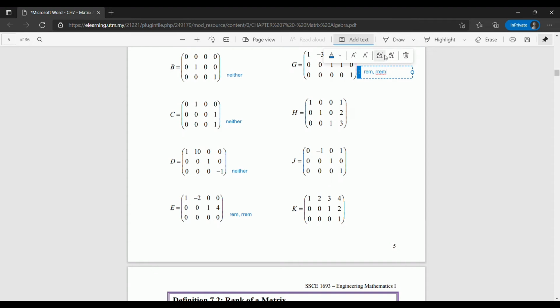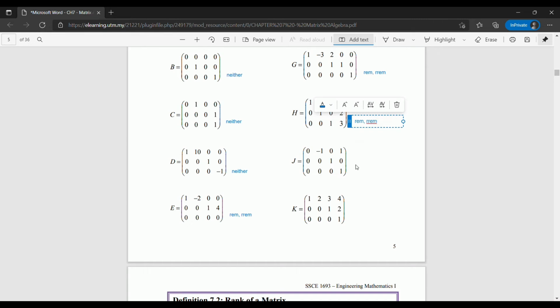Then we look at matrix H. Okay. So the leftmost non-zero entry is 1. The leading one occurs further to the right. Yes. And so this one is REF. Then we check whether it's RREF. So the columns consisting of a leading one have at least a zero entry. So every column has a zero entry. So this one is RREF.